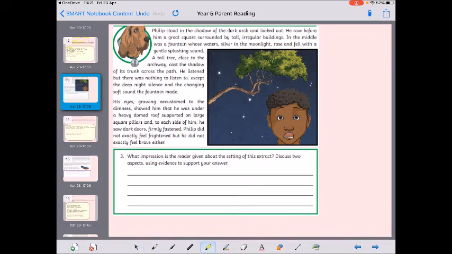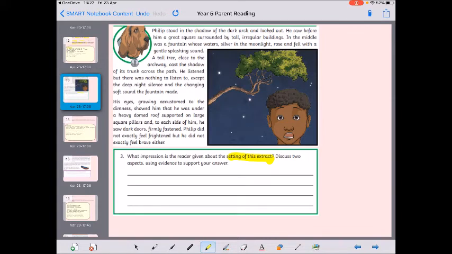Here we have another paragraph which is linked to inference. The question here says, What impression is the reader given about the setting of this extract? Discuss two aspects using evidence to support your answer.